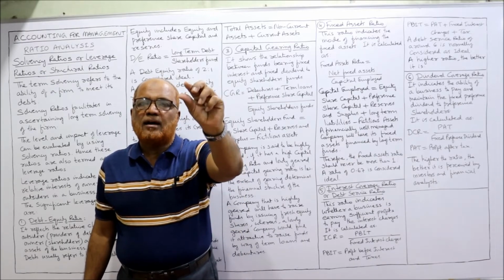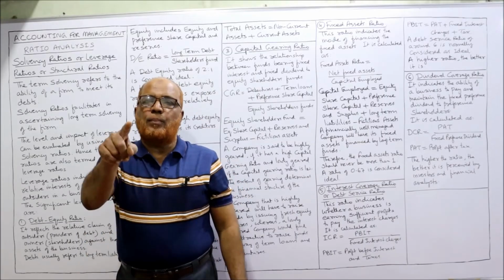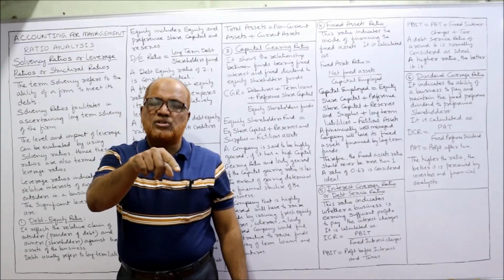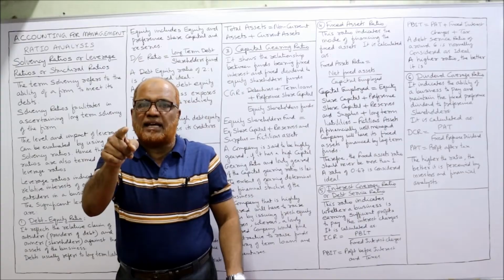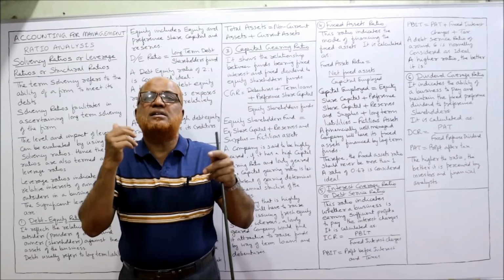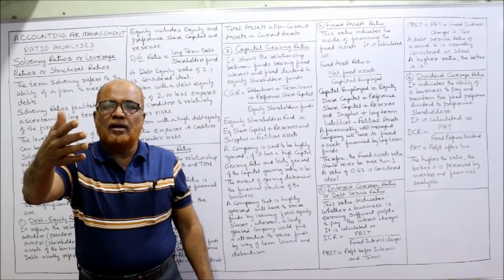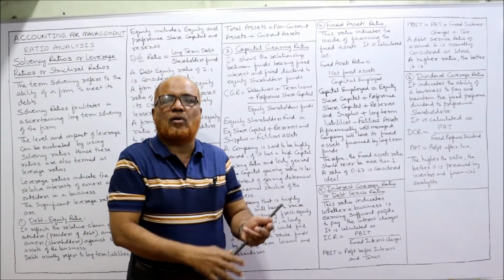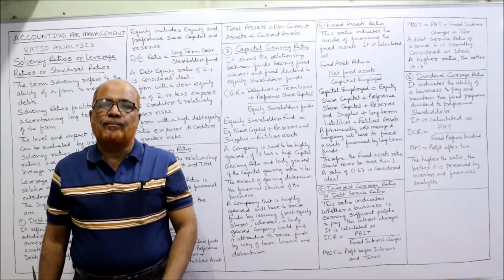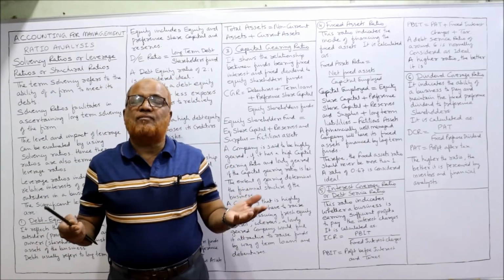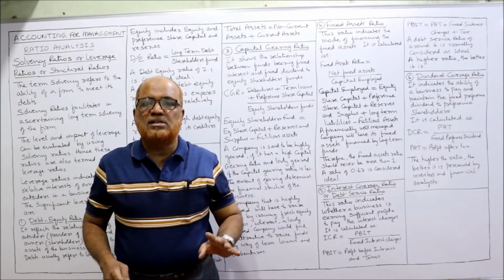That means 1 lakh divided by 10,000, you will get 10. That means the profit is 10 times of interest charges. That is interest coverage ratio. So if the interest coverage ratio is more, then the supplier of funds will come forward and invest. If the interest coverage ratio is lower, that means the company is not earning sufficient profits. Then no supplier of fund will come forward to invest the money.